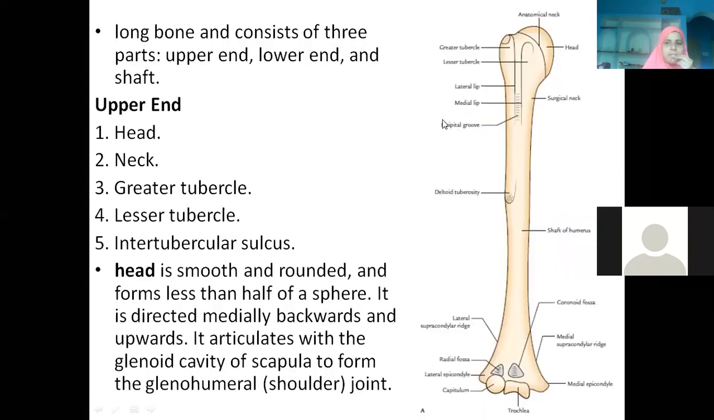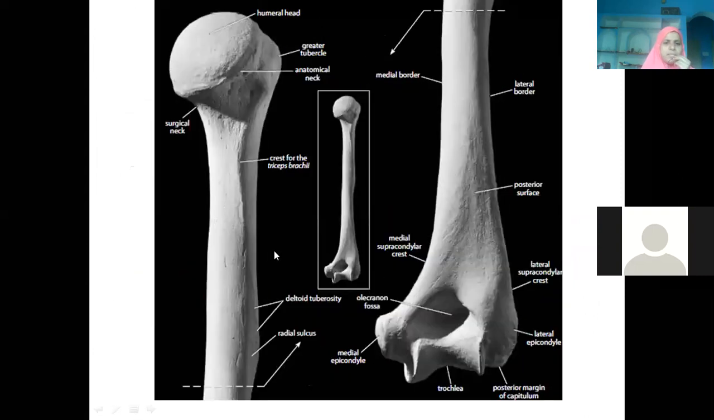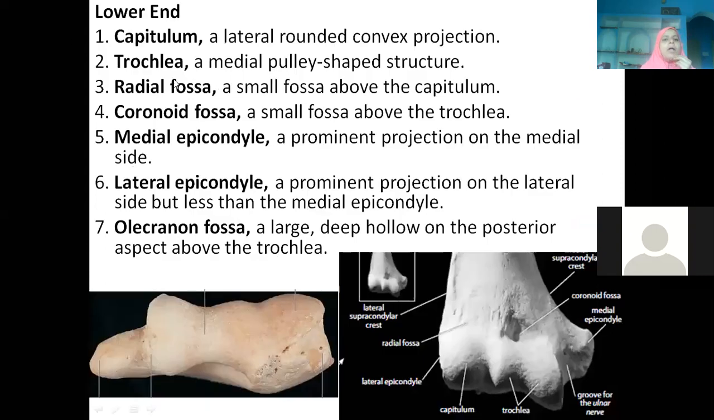So what did we discuss? We have discussed the head, neck, greater tubercle, lesser tubercle, intertubercular sulcus. It is smooth and we know it is articulating with the glenoid cavity to form the shoulder joint. Everything has been covered, which is described in your textbook.